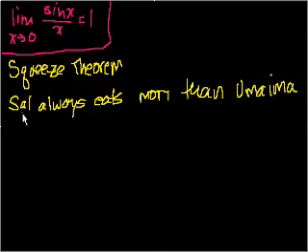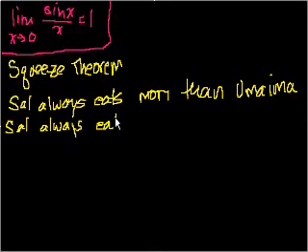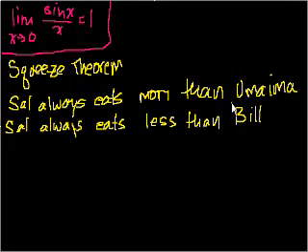If I told you that this is true, Sal always eats more than Umama, and then I were to also say that Sal always eats less than, let me make up a fictional character, Bill. So on any given day, Sal always eats more than Umama, and Sal always eats less than Bill.